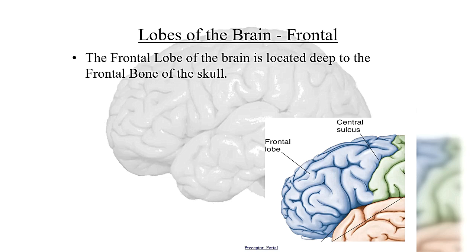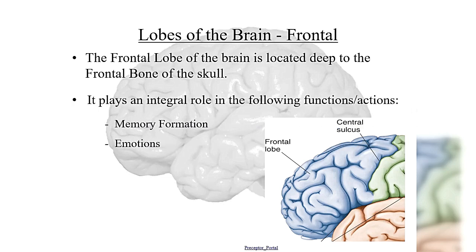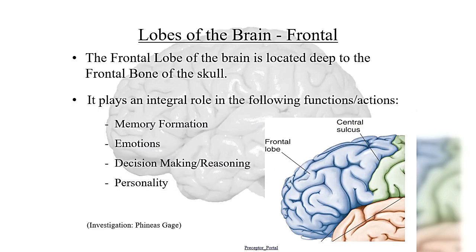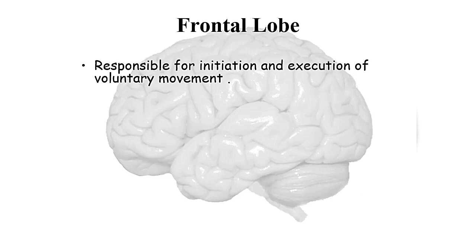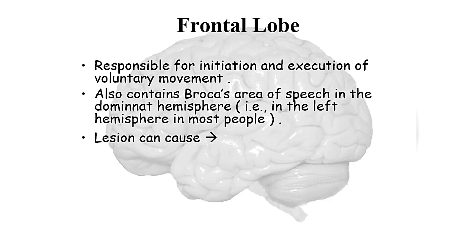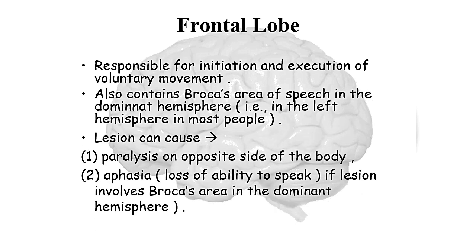The frontal lobe is crucial for memory formation, emotions, decision-making, and personality. It is located deep to the frontal bone of the skull. The frontal lobe is responsible for initiating and executing voluntary movements. It also contains Broca's area, essential for speech production.